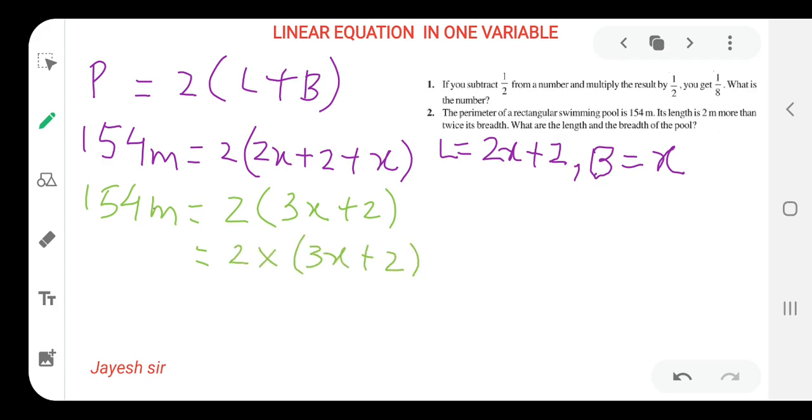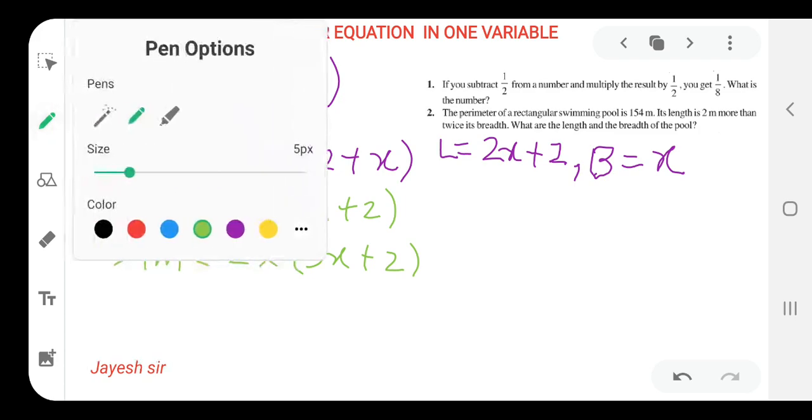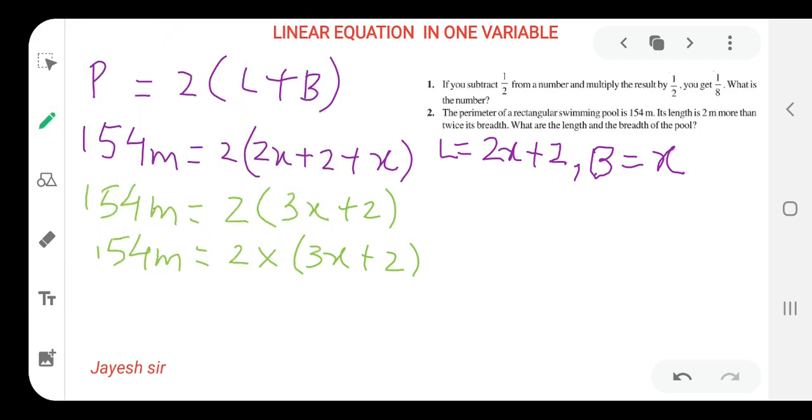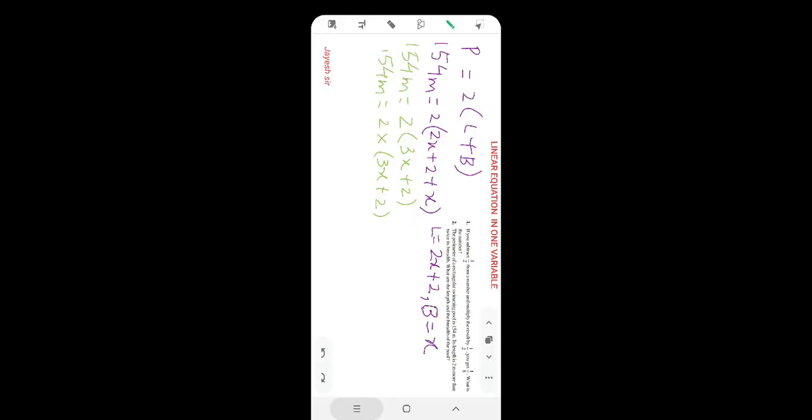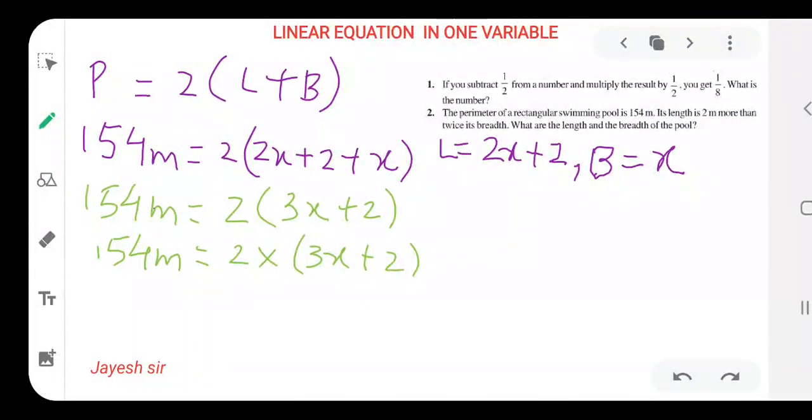Now here this 2 is in multiplication. As per transposition theorem, after going that side it will become division. I am talking about this 2. If we take this 2 to that side of the equals sign, it will become division. So we can do 154 by 2 meter is equal to 3x plus 2.